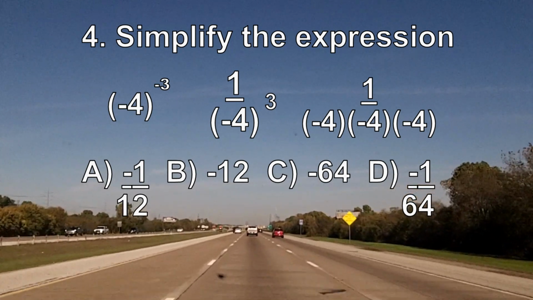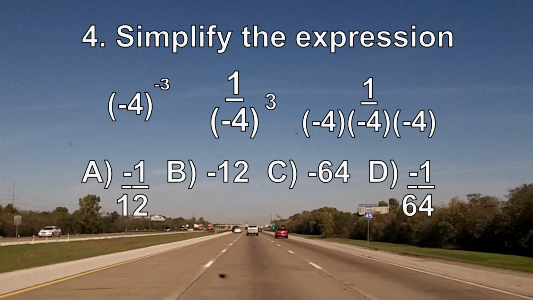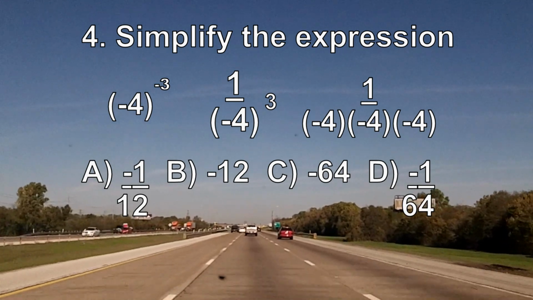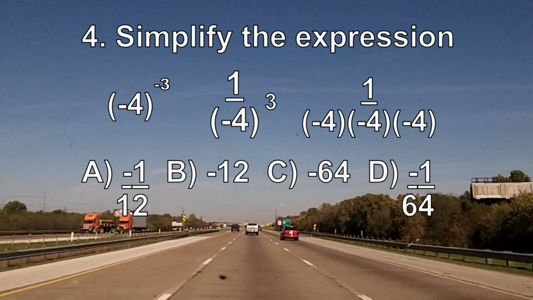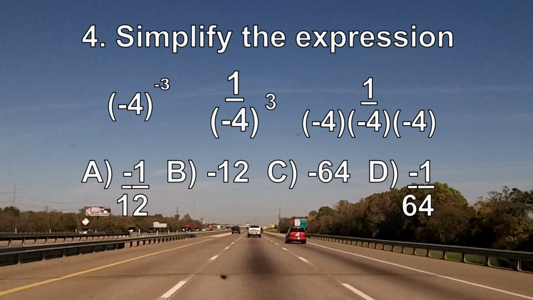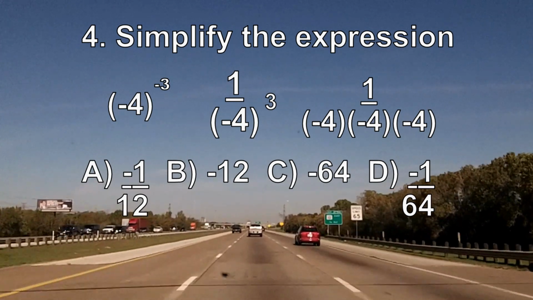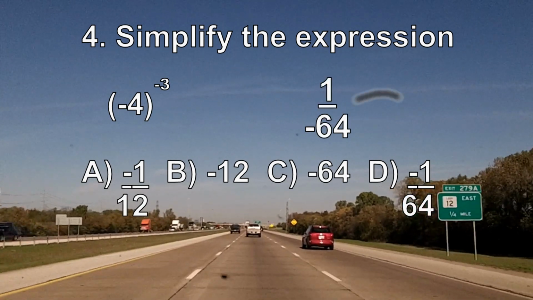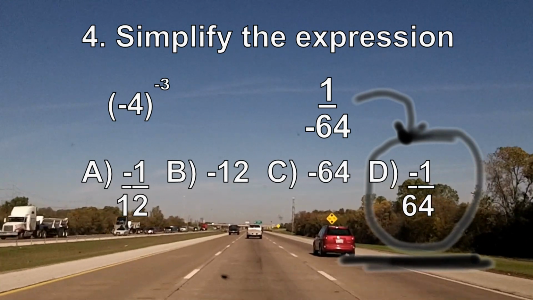So we would have 1 over -4 times -4 times -4. If you were to find the product of -4 times -4 times -4, you would get -64. So the answer is -1/64, which is choice D.